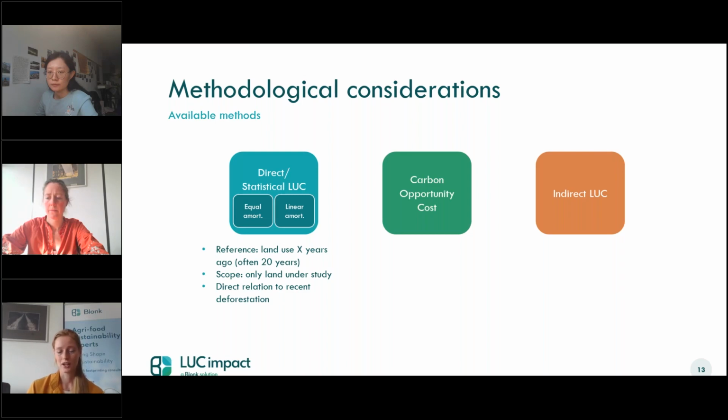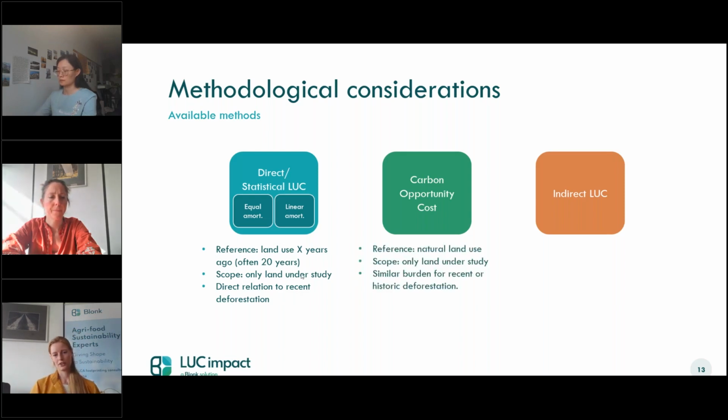And that's also what statistical land use change is about. In principle, looking at the land that is used to grow a certain commodity. And therefore you hope to have a somewhat direct relation to recent deforestation or other land conversions.